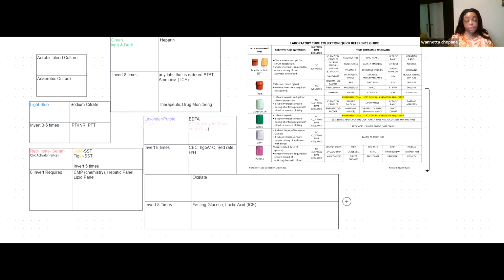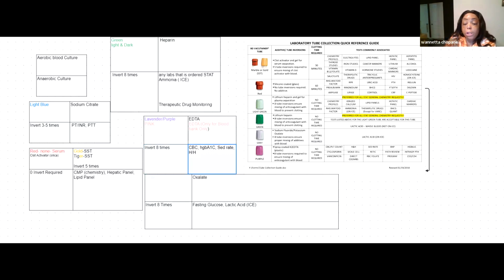Everyone will be accustomed to the letters EDTA. That is the additive that's in your purple top tube or lavender top tube, okay? As you can see, that tube is also inverted 8 times. The most common test for you to remember is CBC. And if you want to know what CBC stands for, it stands for complete blood count.